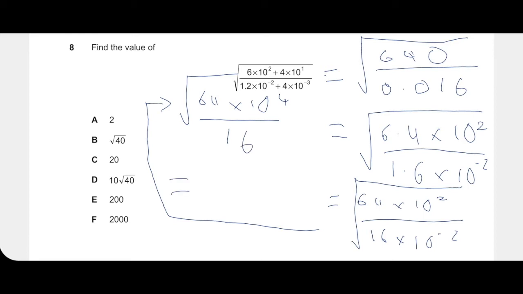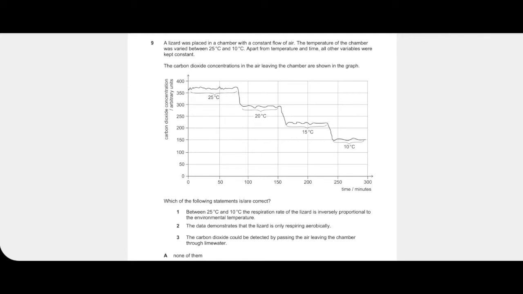And now I'm going to get rid of the square root. I have two square numbers on the numerator and denominator, so that's very easy to square root. That's going to be 8 times 10 to the power 2, because 8 times 8 is 64, over 4, because 16 is 4 times 4. Now I'm just going to cancel this and put this as 2, because 8 divided by 4 is 2. And 2 times 10 to the power of 2 is 200, and therefore the answer is E, and that's question number 8 completed. Question number 9.